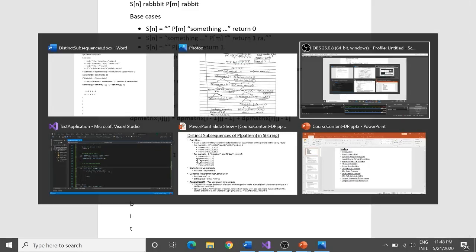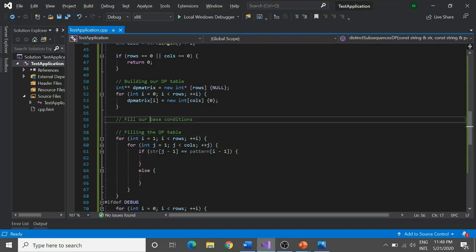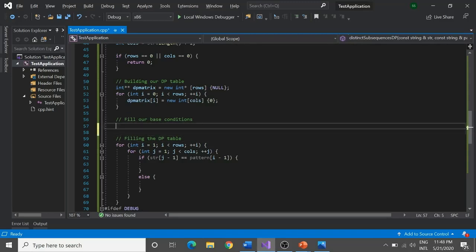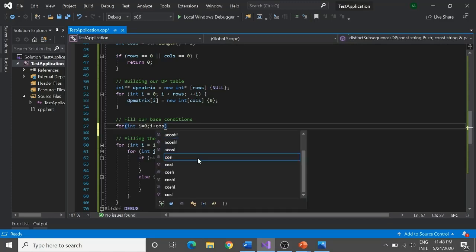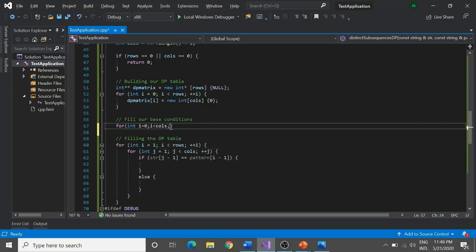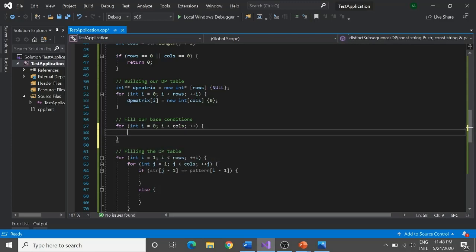Now coming to the code, how do I actually code it? I mean to say that my whole first row would have an answer of 1. So I would be traversing all the columns in my 0th row, and the answer for these columns would be 1.